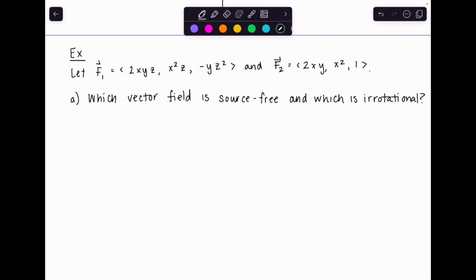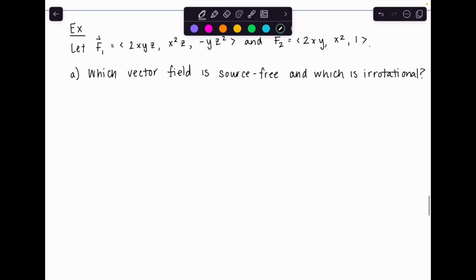Okay. So we're going to work on source free. I'm going to calculate the divergence of each of these. And essentially I'm going to just split it right down the middle. We're going to find each of these. So starting with the divergence of F1, I'm going to take that del operator and dot product it with this vector field. So partial with respect to x, partial with respect to y, partial with respect to z.